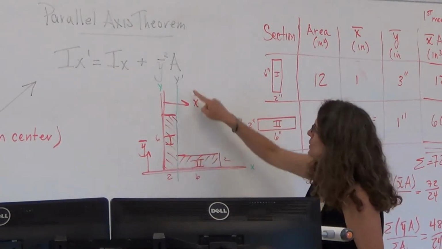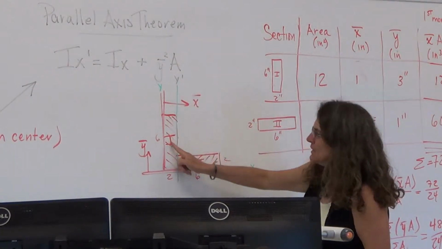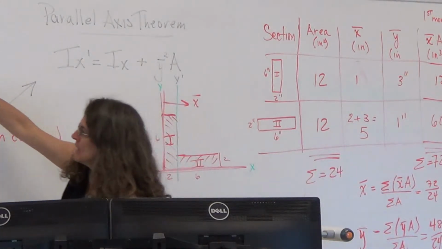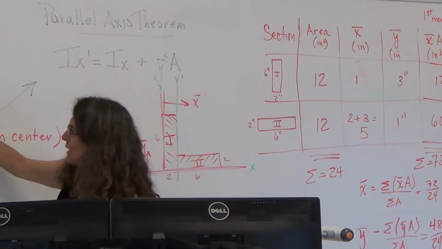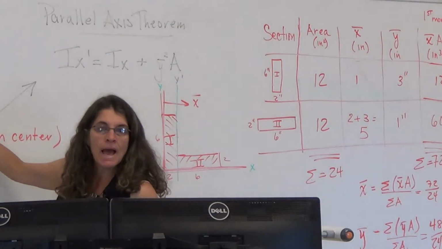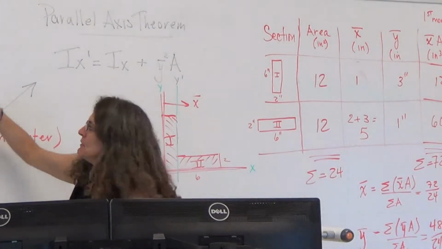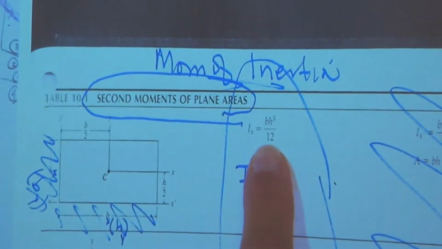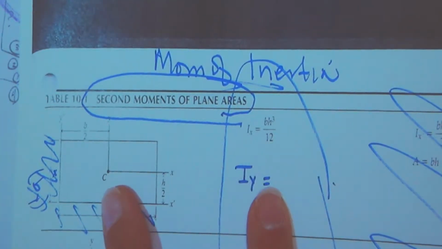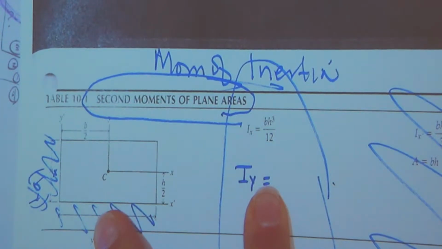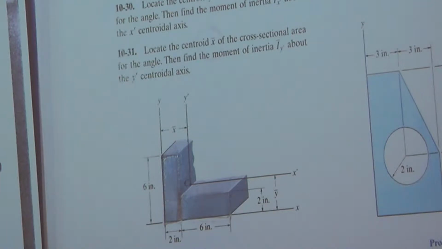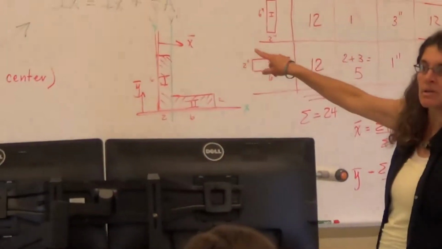For section 1, does y bar fall in the center? No. So are we looking at the axis going through the center or an axis not going through the center? Axis not going through the center. If the axis was going through the center, which equation would I use? BH cubed over 12, because that's the one going through the center for a rectangle. But it's not going through the center. So what do I have to do? I have to use the parallel axis theorem.